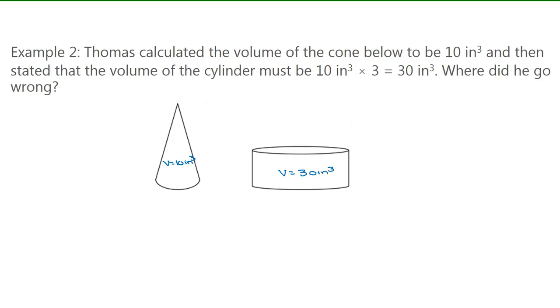Now where did he go wrong? Well, the relationship that exists between cones and cylinders is only true if they have the same radius and they have the same height, which is clearly not true here. So that's where Thomas went wrong. That relationship doesn't always hold true.